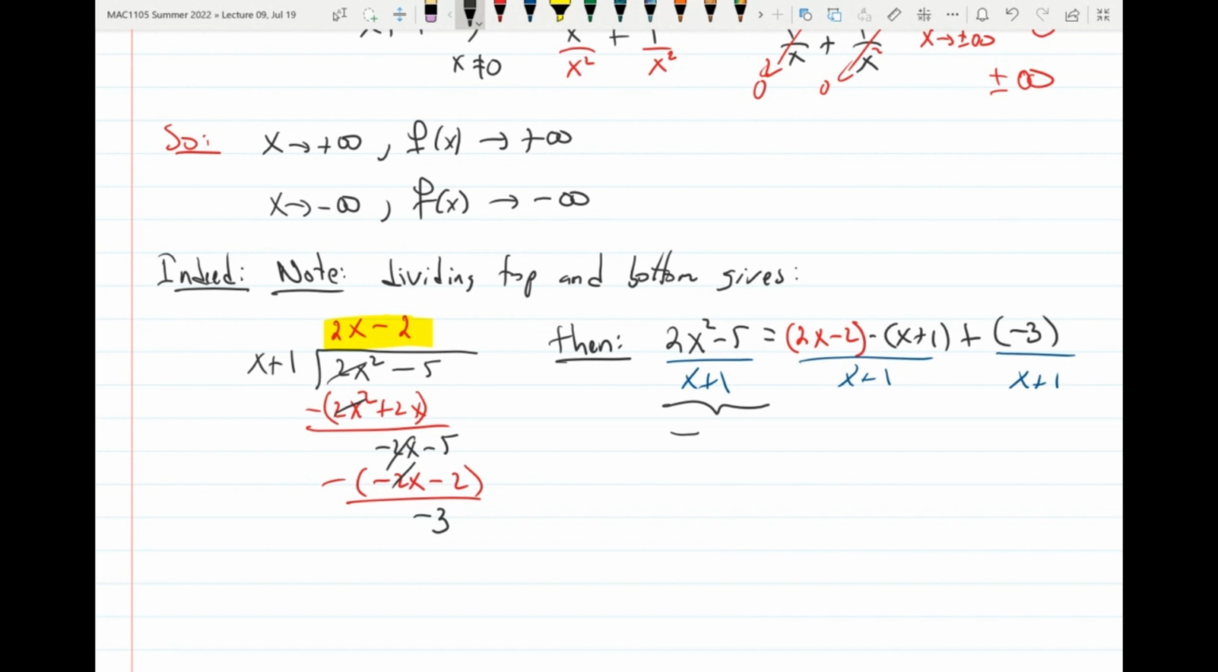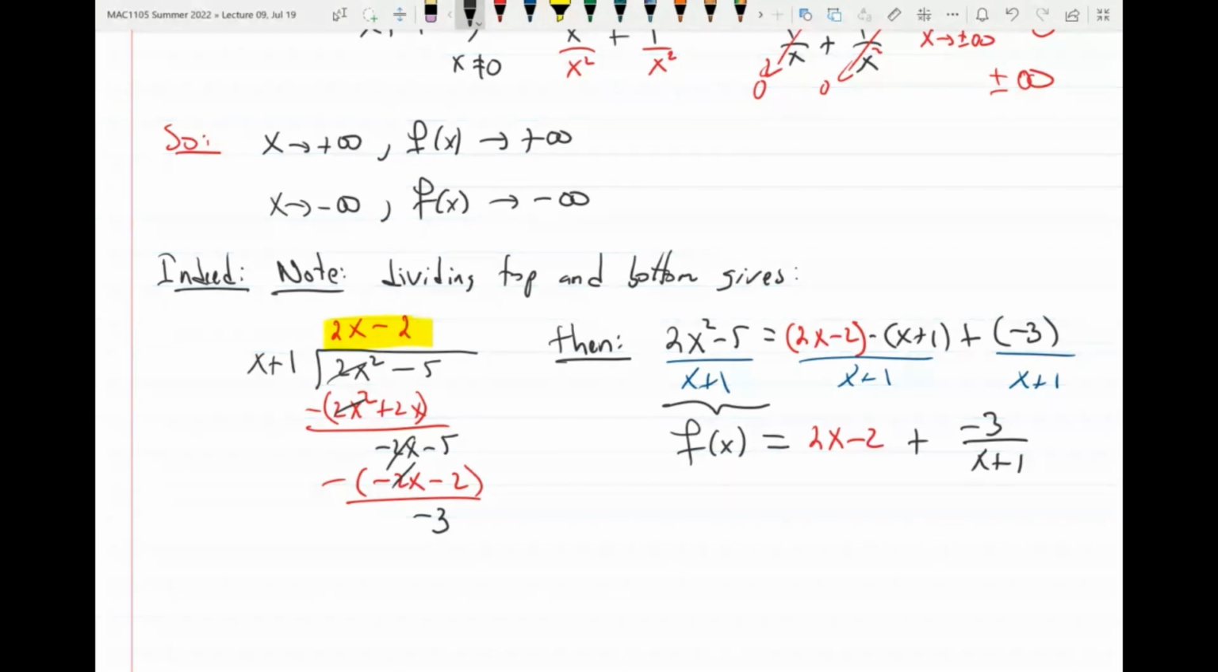then over here we have our function. This is the function, 2x squared minus 5 over x plus 1. And we see that this is going to be equal to 2x minus 2 plus negative 3 over x plus 1. Okay? So our function is exactly the same as this expression. Now, when x approaches positive or negative infinity, let's analyze what happens to the expression on the right. What happens to this little fraction when x is very big?